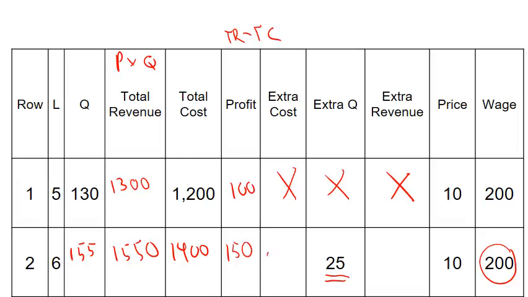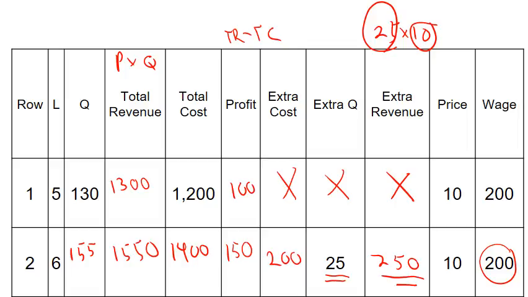The extra cost that I incurred is the wage, $200. The extra revenue that I generated is 1,550 minus 1,300, which is going to be 250, which is the same as 25 times 10, the extra product times the market price.